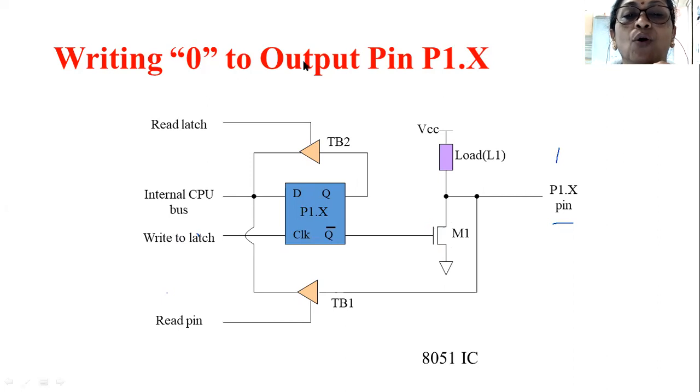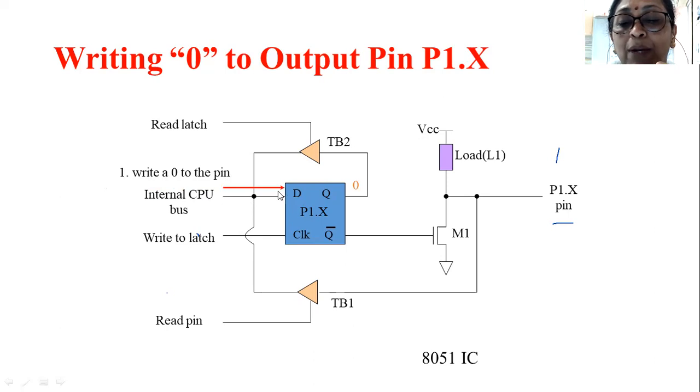See, writing 0 to output pin P1.x. While writing 1, the CPU has written 1 here. Now the CPU wants to write 0. So the CPU will write 0 here, isn't it? Write a 0 to the pin. So this 0 should be taken from the internal CPU bus and it must be applied to the input of the D flip-flop. Now 0 is applied to the D input of the D flip-flop.